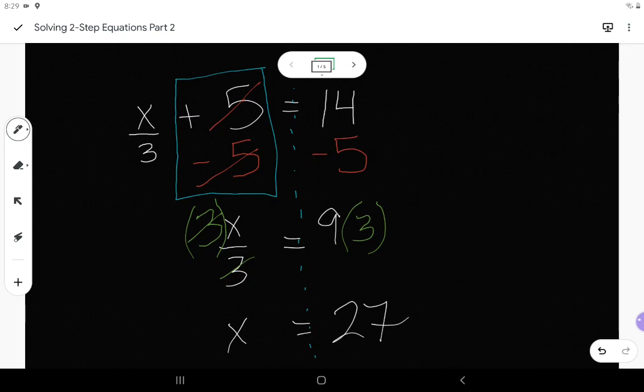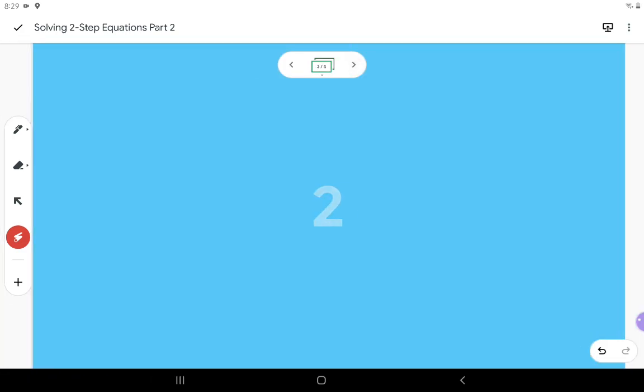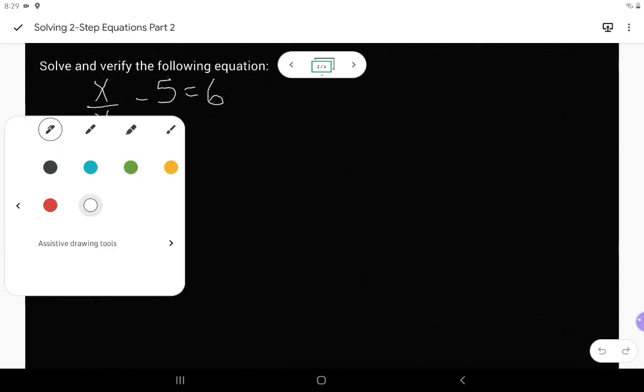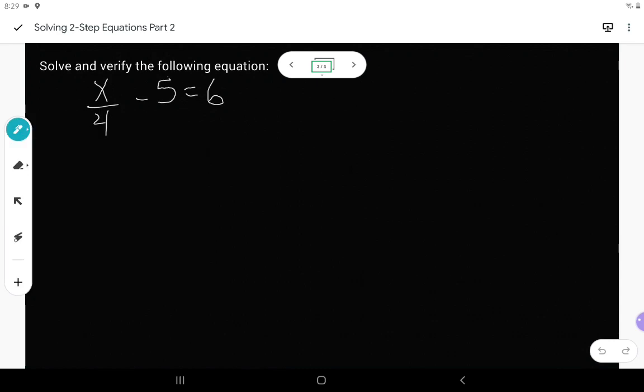So when we're solving, the first thing we do is get rid of the constant. After that, x was being divided by something, so we multiply by that same value on both sides. Now we are going to verify as well, so let's make sure we know how to verify at the end of our equations.